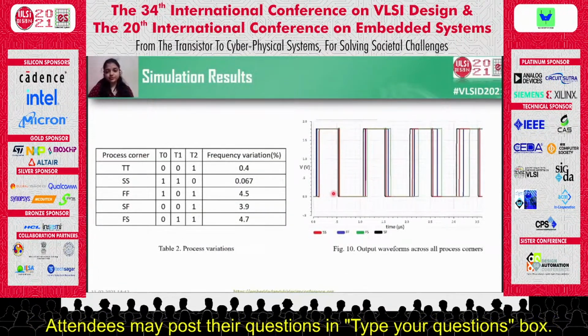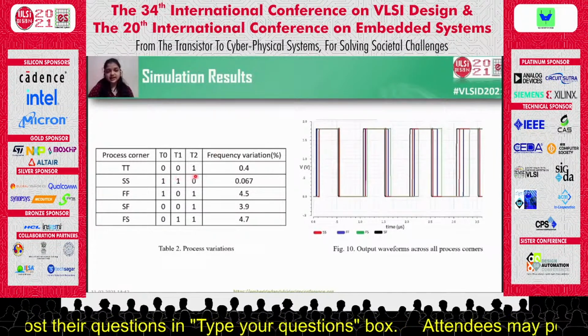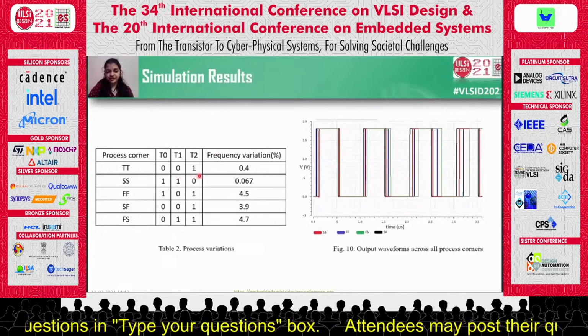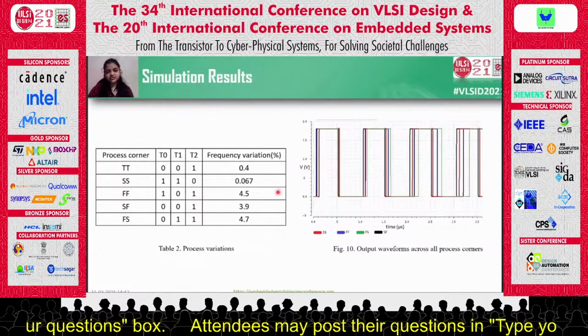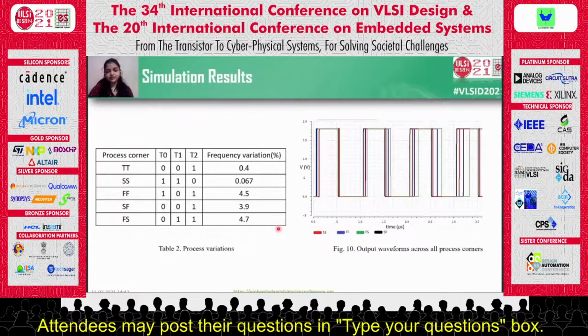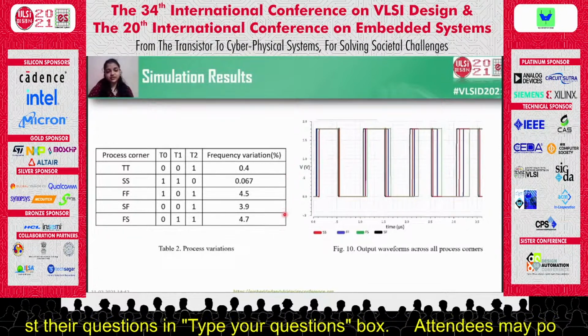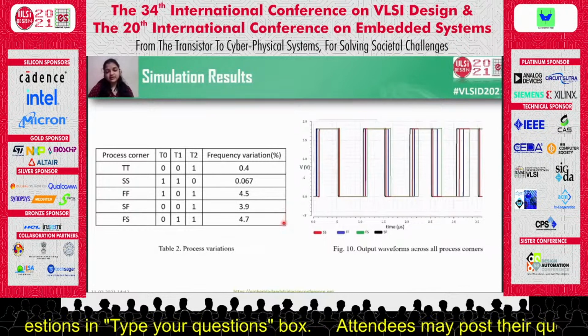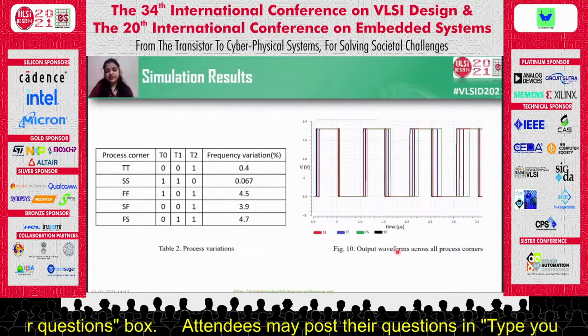This is the output waveform across different corners. The trim bits which are decided to control the stages across different corners are shown in the table here. The frequency variation across different process corners is also noted below. All the variation was within 5% at 1.8 volt supply and a temperature of 25 degrees Celsius.